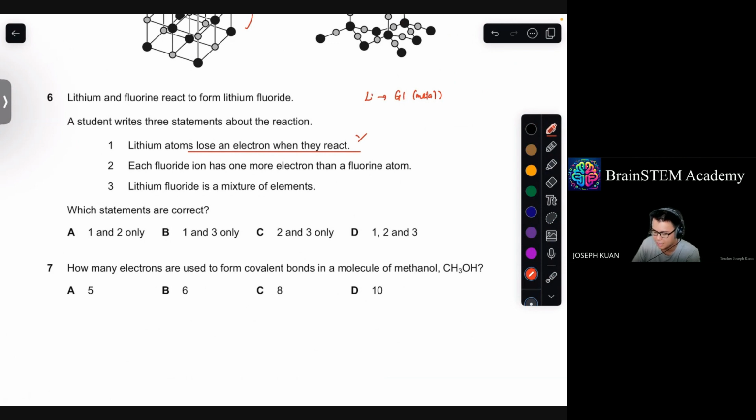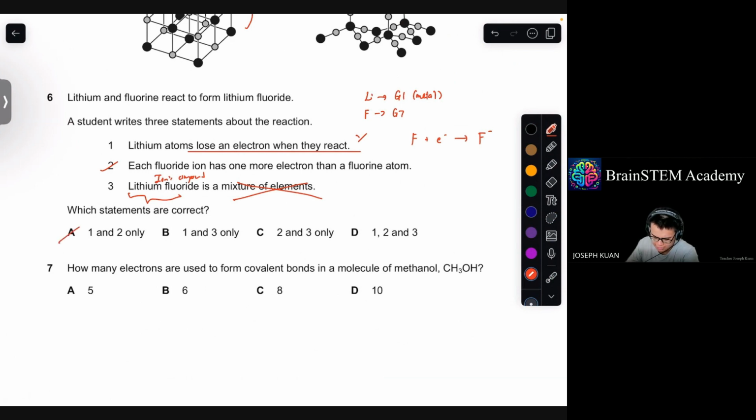Now, 2. Each fluoride ion has 1 more electron than a fluorine atom. That is correct because fluorine is a group 7 element, a non-metal, which means that it receives electrons, and fluorine essentially takes in 1 electron and forms a fluoride ion. So 2 is correct. 3. Lithium fluoride is a mixture of elements. No, this is an ionic compound. It's not a mixture. So the best answer is A for number 6.